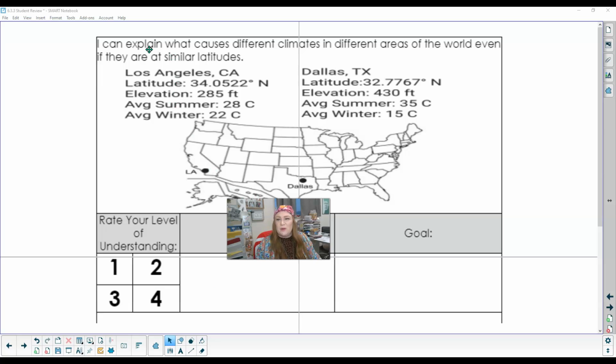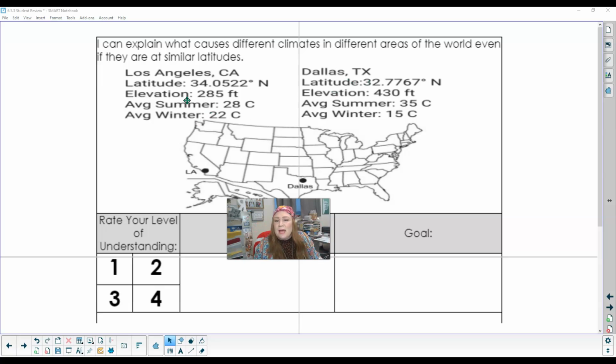For this part of our review, it asks that we can explain what causes different climates in different areas of the world, even if they have similar latitudes. So here we have Los Angeles, California, and Dallas, Texas. We can see they are very similar latitudes: 34 degrees north of the equator, 32 degrees north of the equator, right? They're both very similar. You would not be able to tell that you are 2 degrees north of the equator.